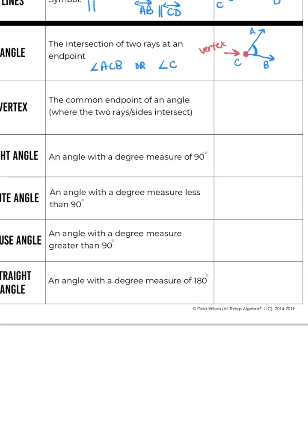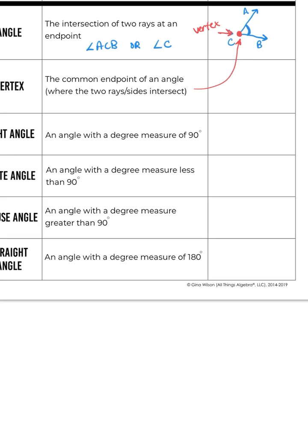Oh, look, that's next. The common endpoint of an angle, there's your vertex. A right angle is an angle with a measure of 90. So you can see this way, this little box means it's 90 degrees, and that is a right angle. An acute angle is less than 90 degrees. So something like that is less than 90 degrees.